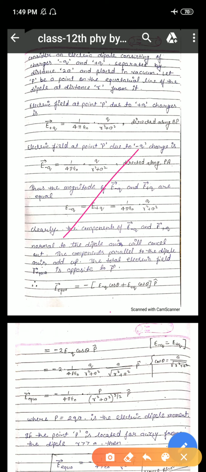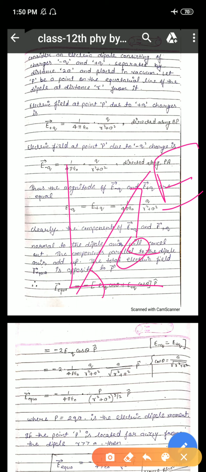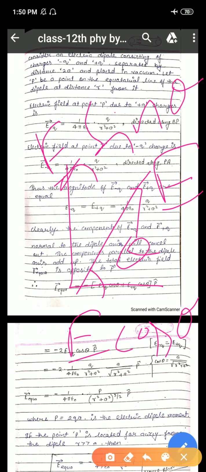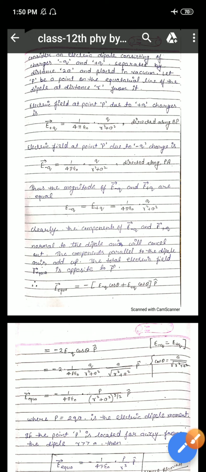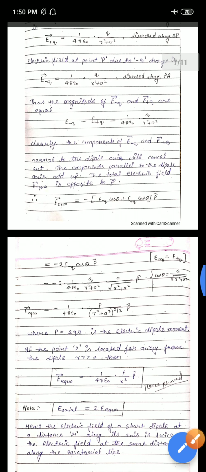Suppose this one is the vector. Now suppose this one is the E. Now we resolve it into both components, then this one is E cos theta and this one is E sin theta. This one is the vector property you have learned in class 11th. Is it clear? So we can write here, just wait.